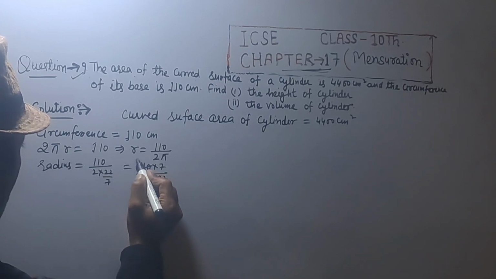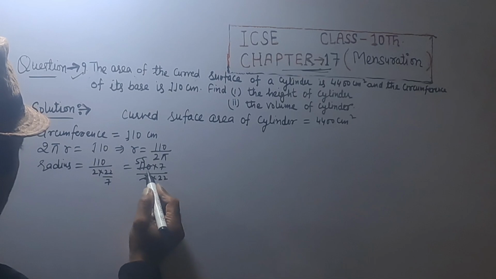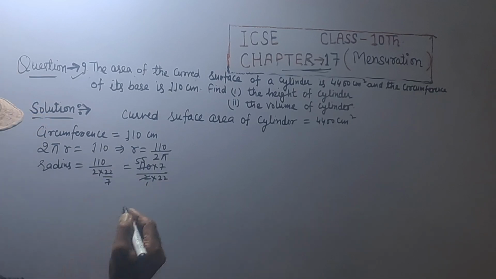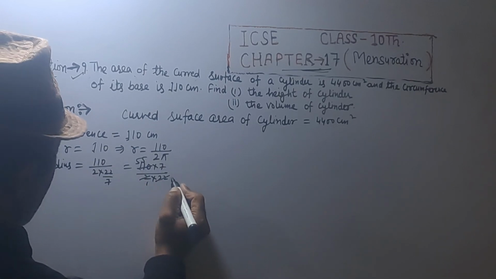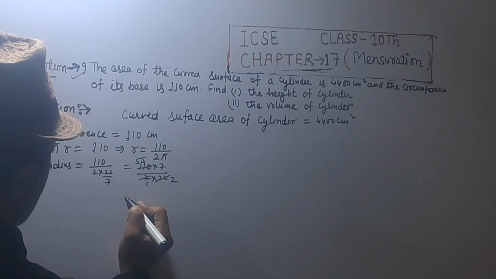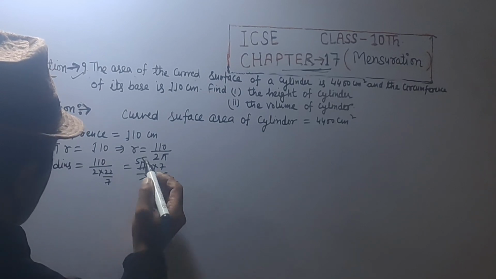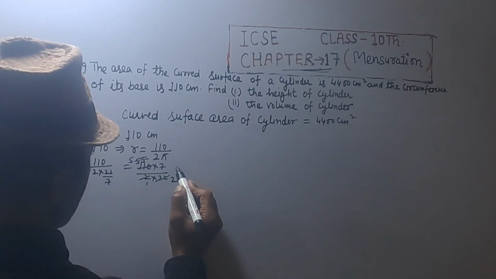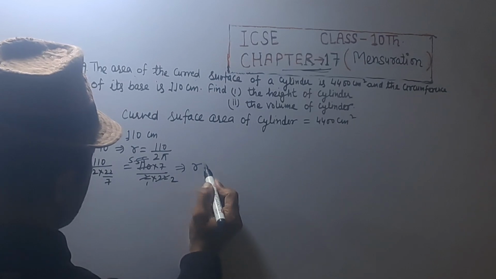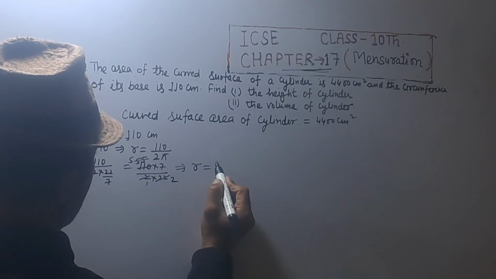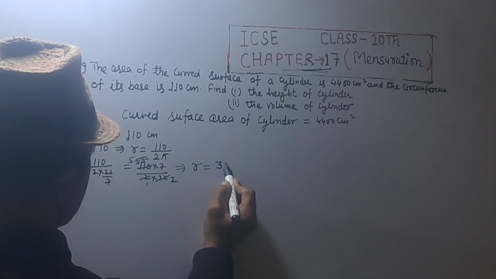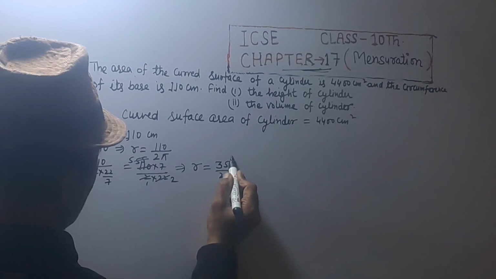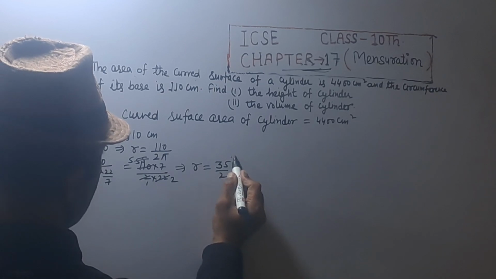2 1s are 2, 55 2s are 110. 11 2s are 22 and 11 5s are 55, which implies r is equal to 7 5s are 35 upon 2 centimeter.